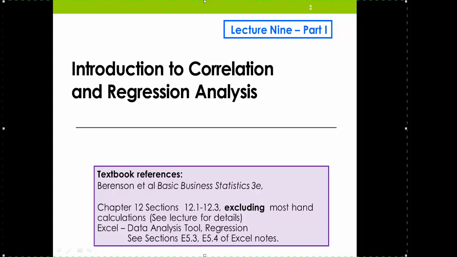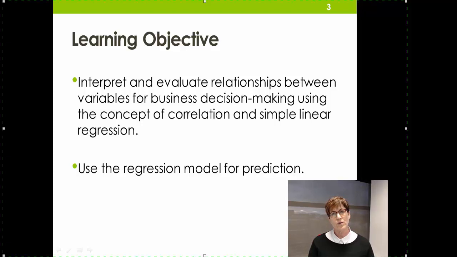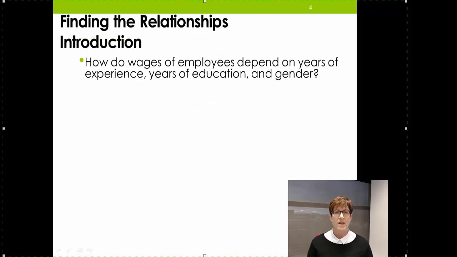This video we're going to cover the introduction to correlation and regression analysis, and you can see there that there are the textbook references listed, and this is part 1 of correlation and regression analysis. So the learning objectives are there for you just to focus on the fact that we're essentially looking for the objective of being able to use regression analysis to help us with decision making in business. And in that sense also we'll be looking to use a regression model for prediction.